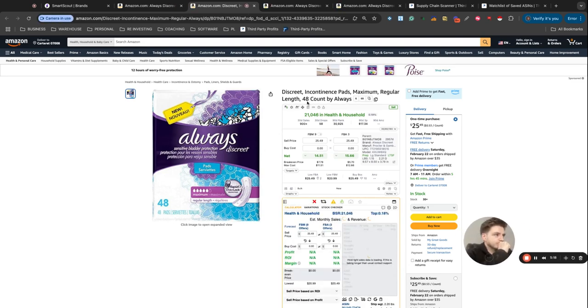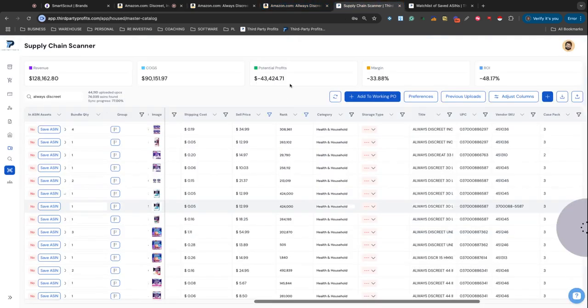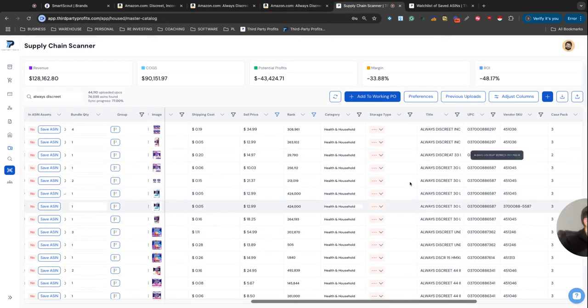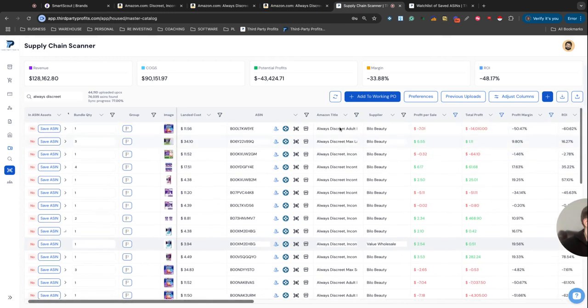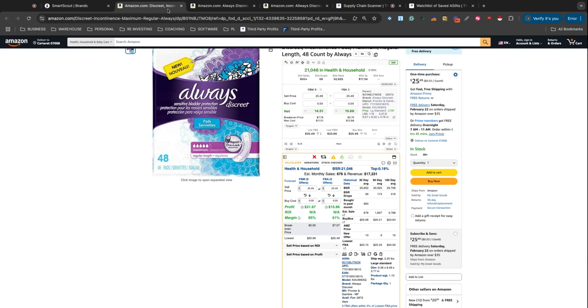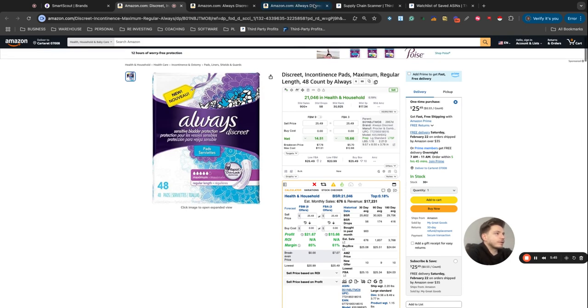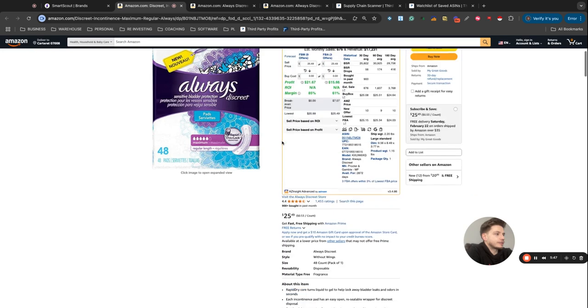So now we're looking for Always Discreet of a 48 count. I'm going to go back into the supply chain scanner and look at the title on Amazon to see if I can find a product that's going to have the 48 count that was on that listing. 48 count right here, this is very light. Was this very light? Maximum, regular length. So that is not very light. So we found the 48 count, but it wasn't the right product.